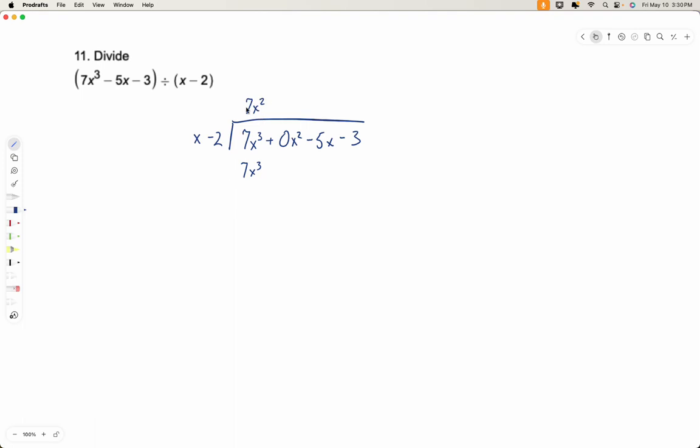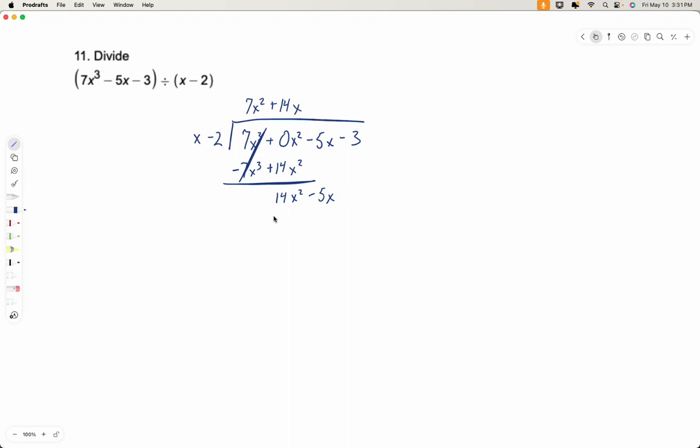Now we turn around and multiply that by negative 2. That'd be negative 14x squared. That's why we had to have a place for that, so we could put it underneath the right spot. Now we're going to change the signs so we can subtract. These would cancel. This becomes 14x squared. Bring down the 5x. X times what gives us 14x squared? Well, that'd be 14x.